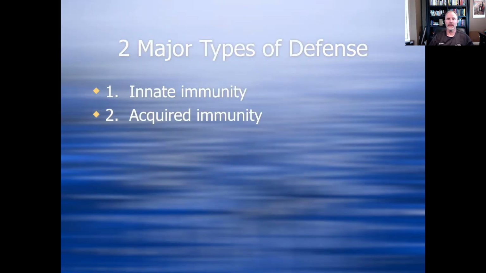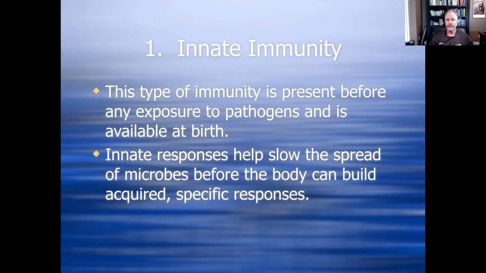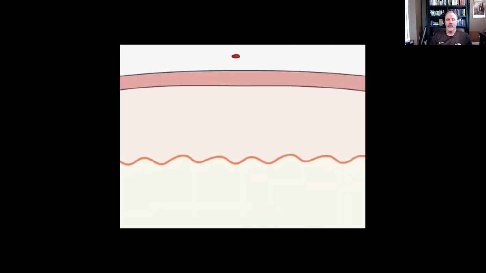Okay, so there's two main types of defense. You've got innate immunity and you've got acquired immunity. With innate immunity, this is the type of immunity that you have before any exposure to the pathogen. So it's usually something that you're born with, and then the innate responses are going to help slow the spread of whatever it is that's making you ill, some sort of a bacterial infection or something, until your body can build up an acquired response and get rid of that from a specificity standpoint. Okay, so let's watch this and not worry about the details.